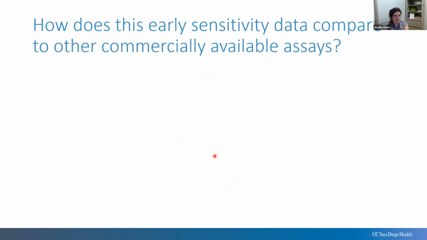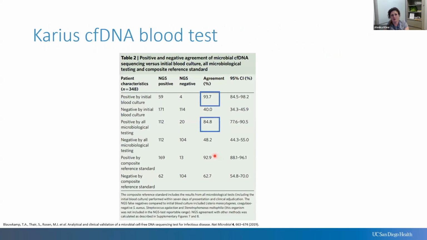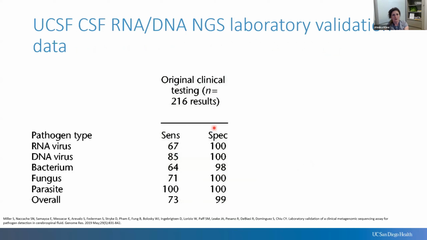So how does this early sensitivity data compare to the other commercially available assays out there? So the Karius cell-free DNA blood test, in their analytical validation, had some specimens that were positive by initial culture and some positive by, quote, all microbiologic testing. And they had 93% agreement with culture and 84% by all microbiologic testing. So potentially better than what we were seeing. But again, they're looking at just DNA and in just blood where things are going to be more pure.